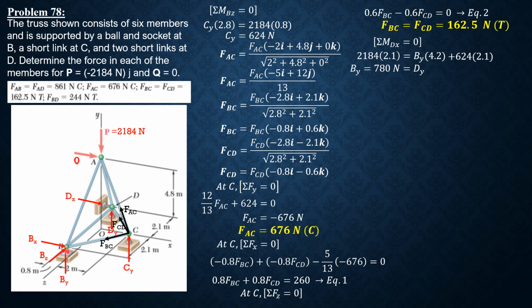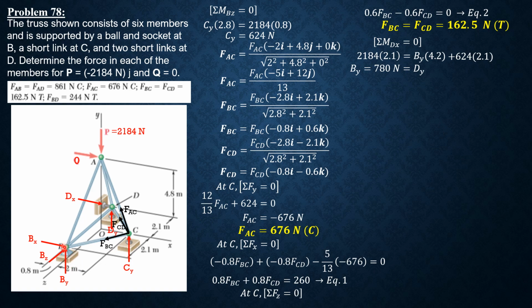So if you sum up moment about dx equals 0, the equation would have been dy times 4.2, just like this, dy times 4.2, and plus 624 times 2.1 equals 2184 times 2.1. So it's the same. That's why by and dy are equal. Then let's solve for bx.